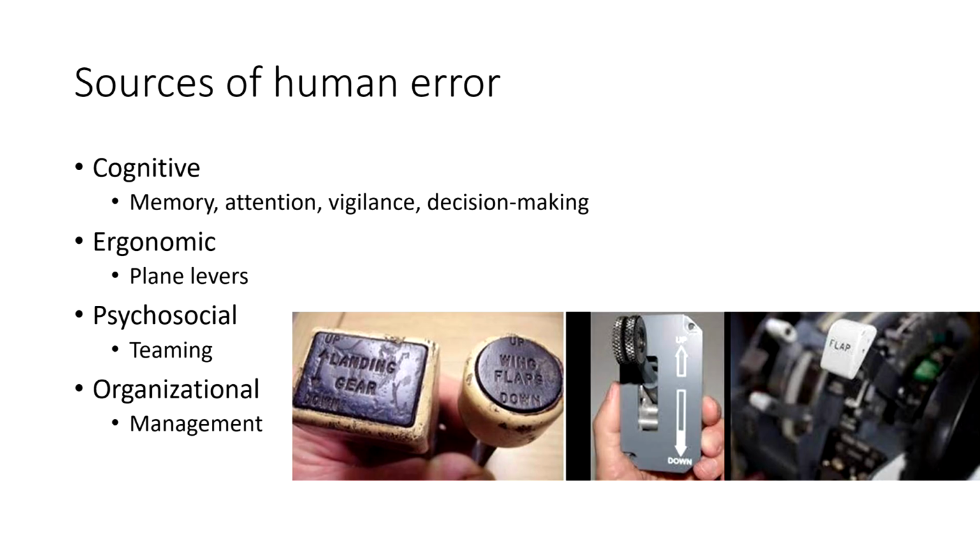Psychosocial sources, so teaming, communication, some of those aspects, and organizational management structure. Recall, if we go back to the resident pathogen analogy in the human error sections, the higher up in a hierarchy somebody is, the more pathogens they spread by default. So the more error conditions they propagate, just as a feature of their level in the hierarchy. Okay, so going back to these plane levers.